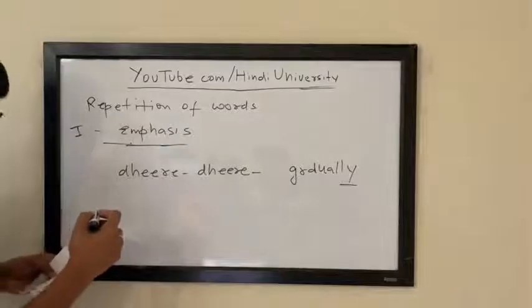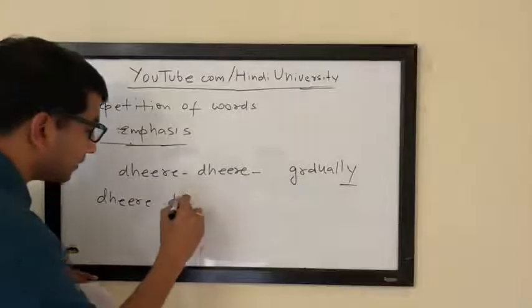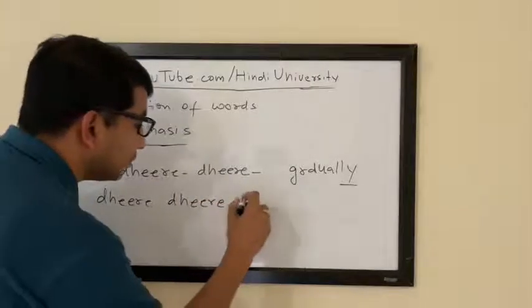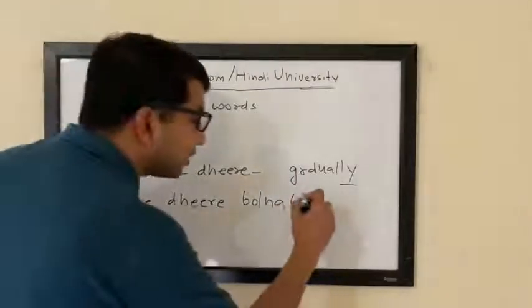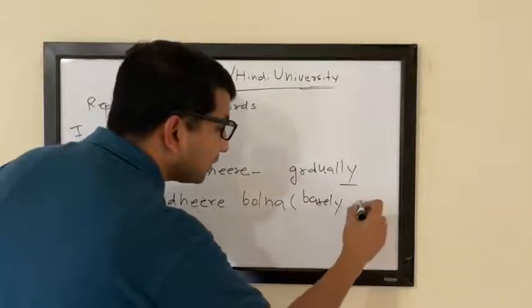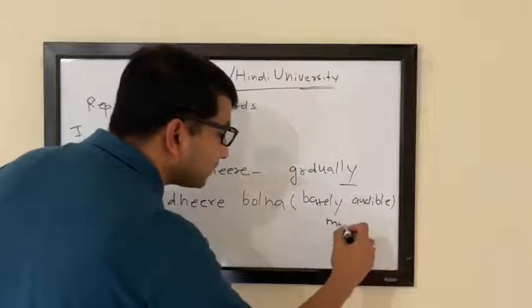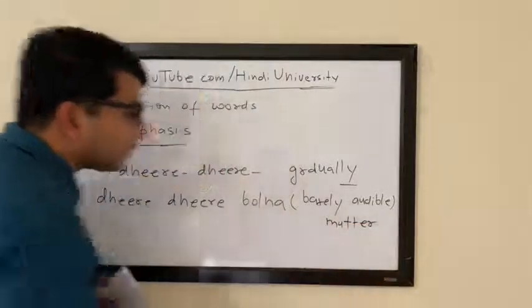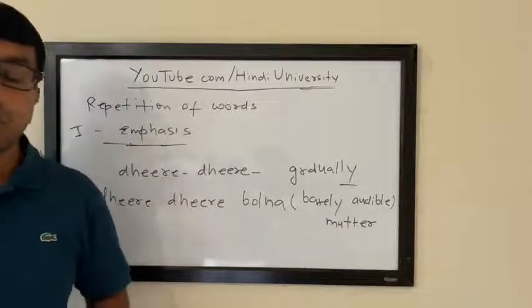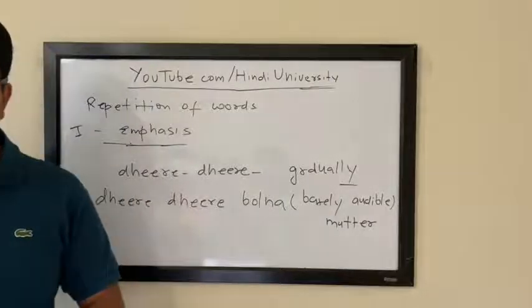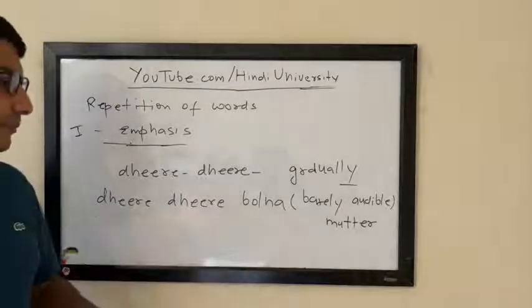Next one would be धीरे धीरे बोलना, as someone just mentioned. धीरे धीरे बोलना basically means it's barely audible, or when someone is muttering. For example, you cannot hear me, for my voice is very low. बहुत धीरे धीरे बोल रहा था. Okay, it was just barely audible. He was just muttering. धीरे धीरे बोल रहा था.